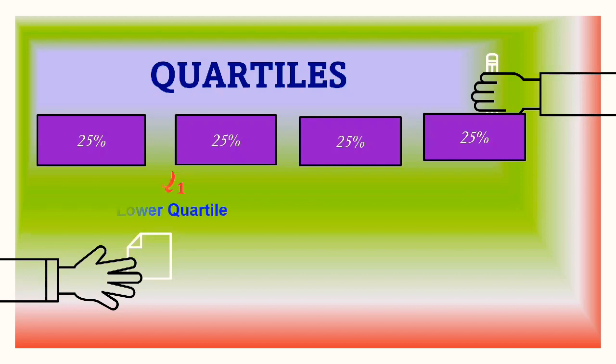The first partition is what we call the lower quartile, represented as Q sub 1. The second partition is the median, or quartile 2, or Q sub 2. And lastly, the last partition is named the upper quartile, or Q sub 3.